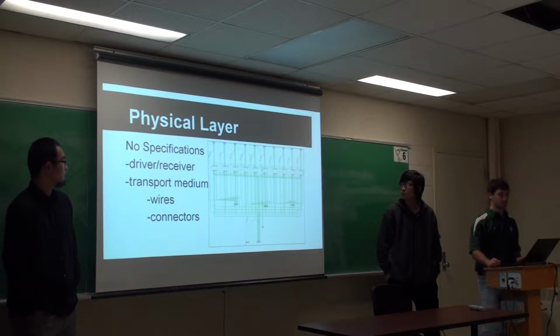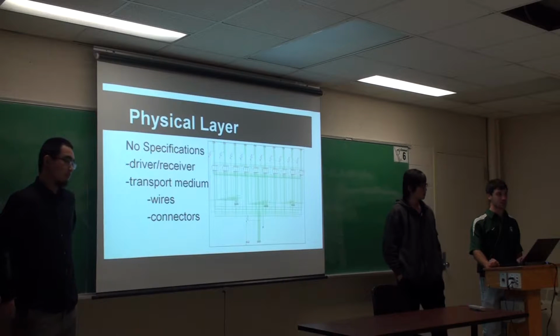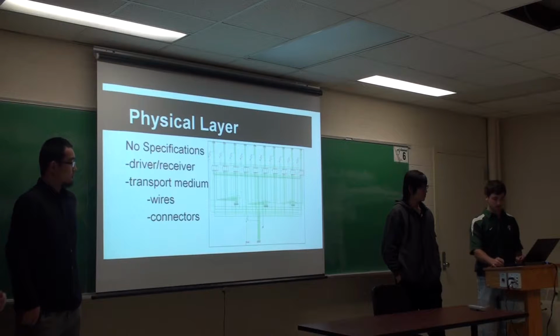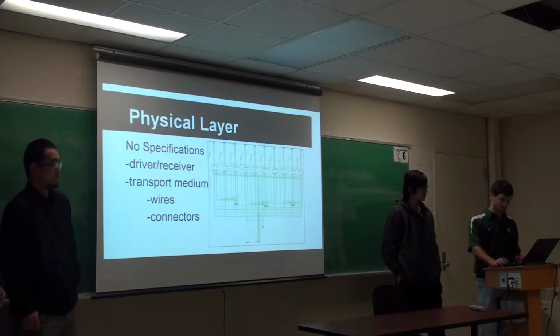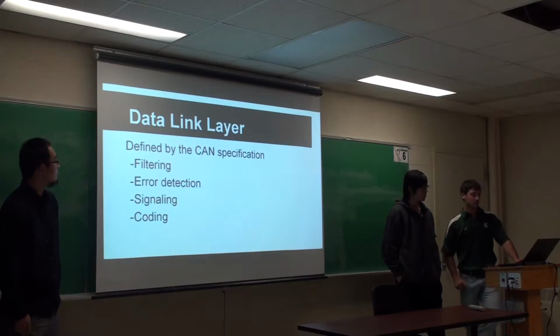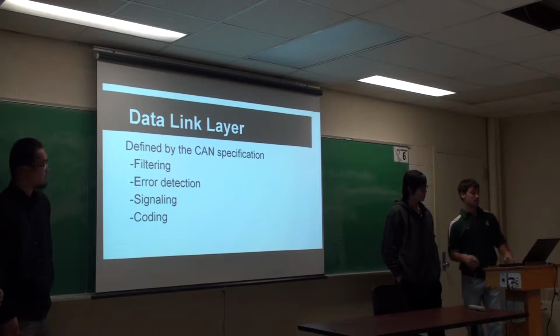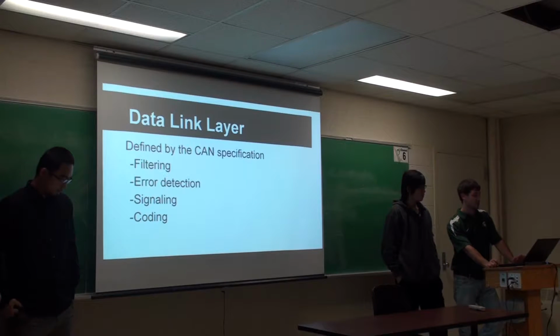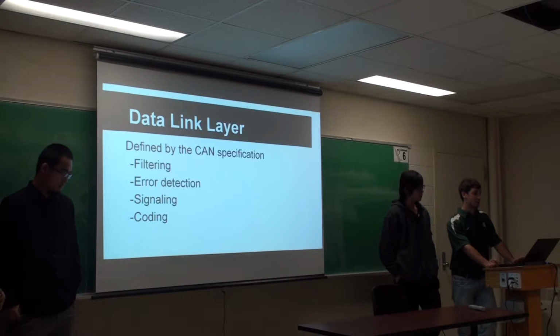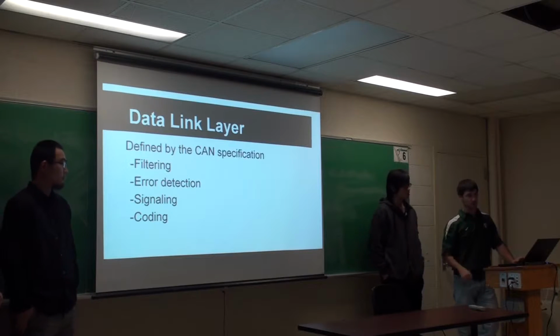In vehicles and stuff, a lot of it's actually hard wiring and wiring harnesses. Again, it's open to the individual task or whatever you need to do with the CAN system. The data link layer is actually very defined by the CAN specification in terms of filtering, error detection, signaling, and coding. This is essentially what Sana talked about, the signaling.